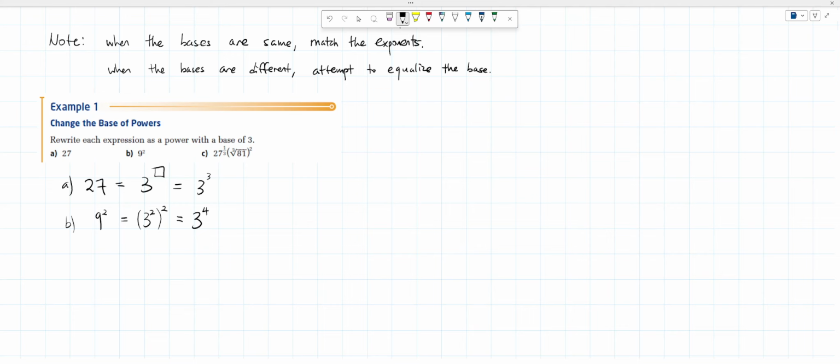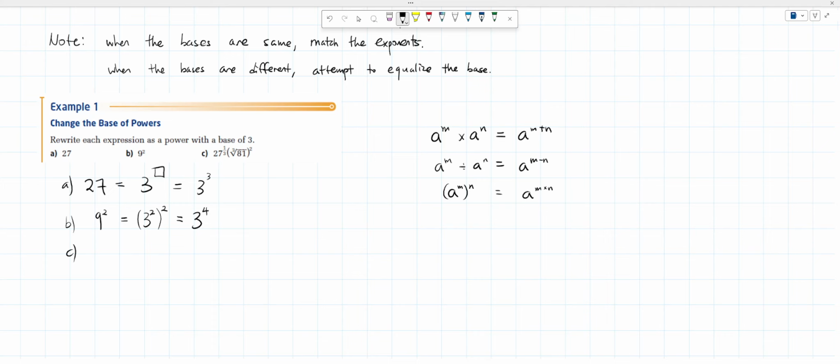If I quickly summarize some exponent laws: when the bases are the same and you multiply two powers, we add the exponents. If it's division, subtract the exponents. Then when we have a power of a power case, multiply the exponents.